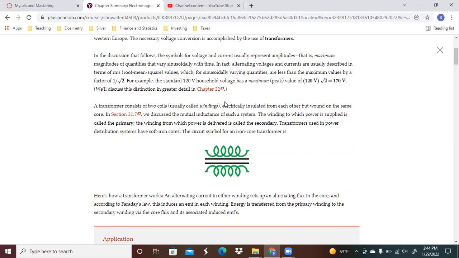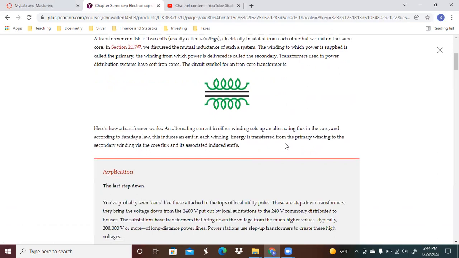And we'll talk about that in chapter 22. A transformer consists of two coils, usually called windings, electrically insulated from each other, but wound on the same core. We discussed the mutual inductance of such a system. The winding to which power is supplied is called the primary. The winding from which power is delivered is called the secondary. Transformers used in power distribution have soft iron cores, and the symbol for an iron core transformer is this.